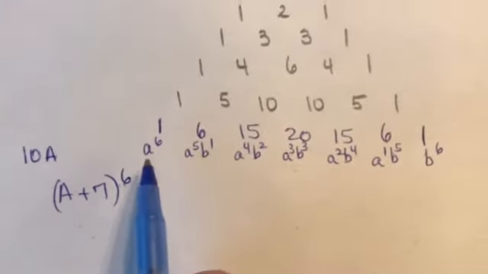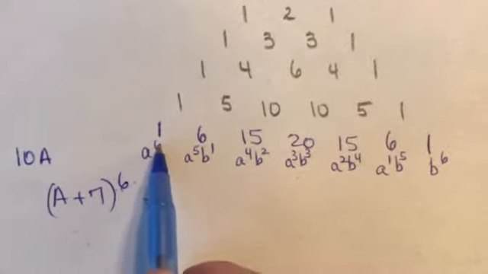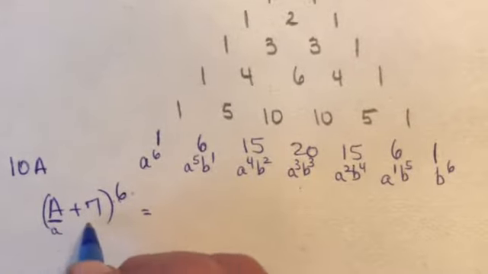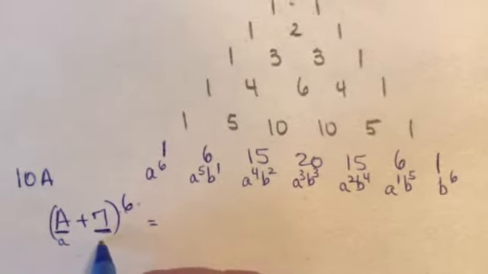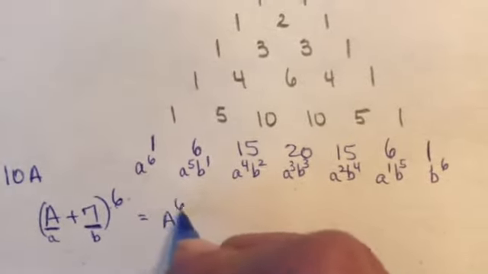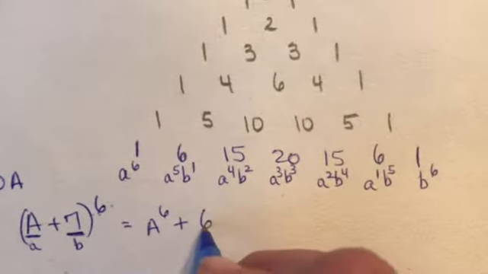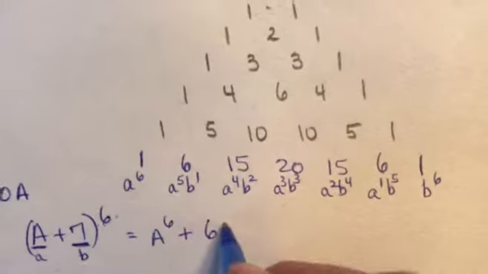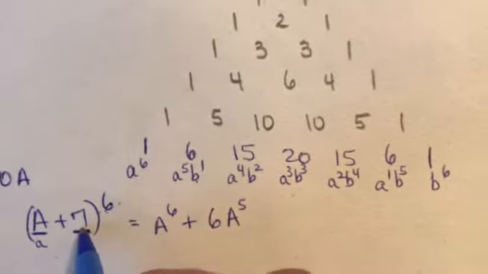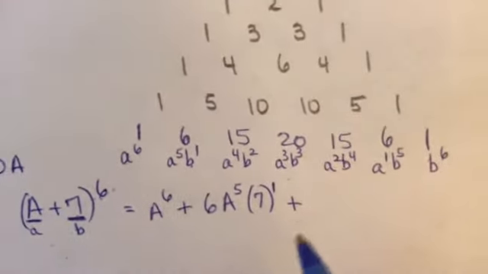This says I'm going to take 1 times the first term to the 6th power. So you don't even need to write the 1. Nobody cares about this, but this is my first term. This is like my little a. This is my second term, which is a positive 7. So I'm going to take this guy to the 6th power. Now, this says to take 6, because that's my coefficient, times the first term to the 5th power, times my second term, which is 7, to the 1st power. So I'm just going to put him in parentheses. And you do need to show your work right here.